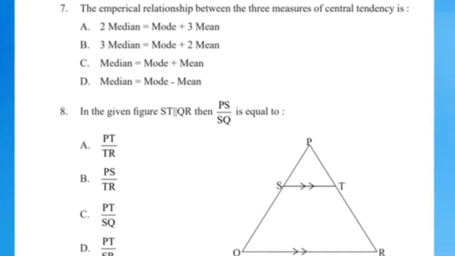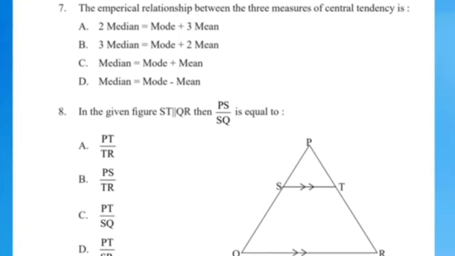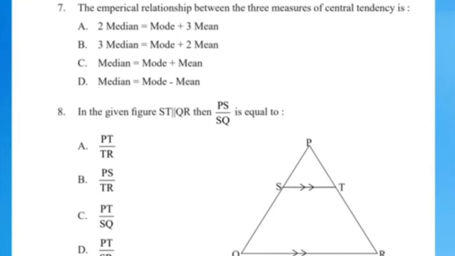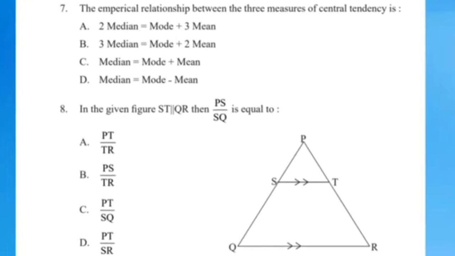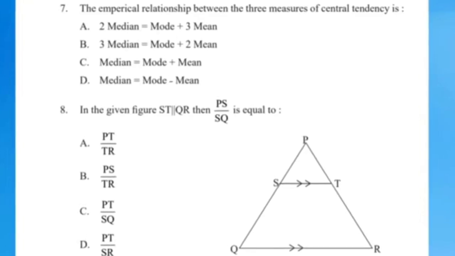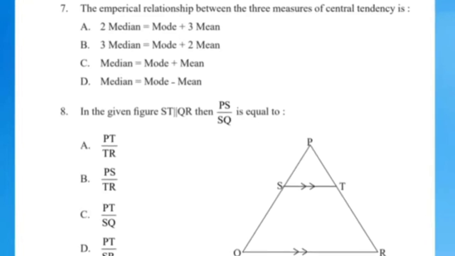So children, ST is parallel to QR means that the ST line has divided the PQ and PR lines in the same ratio. That will be your Thales theorem, right? So now by applying the Thales theorem, we can directly say that PS divided by SQ is equals to PT divided by TR. So therefore, which option is right? The A option is right, PT by TR. Okay. So now we'll move on to the next question.